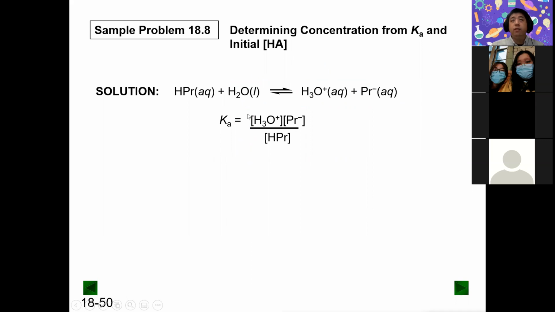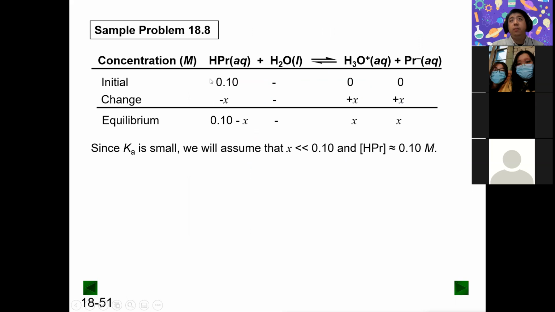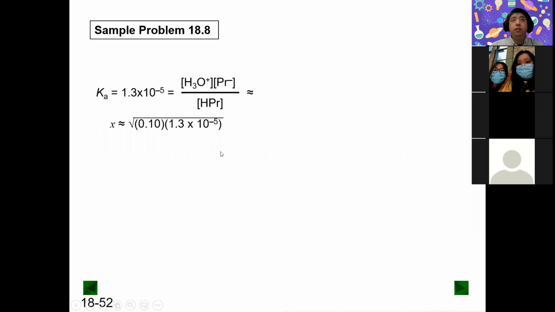Okay, so we have this all set up here. We plug it into our ice table, 0.1 minus X, everything that I did before. We assume that Ka is small, concentration is high enough that this is just equal to 0.1 without the minus X. I plug in everything here. I get to my value of X, which is my H3O plus, also known as my H plus. So it's the square root of my Ka times that initial concentration. Okay, any questions up to this part here?